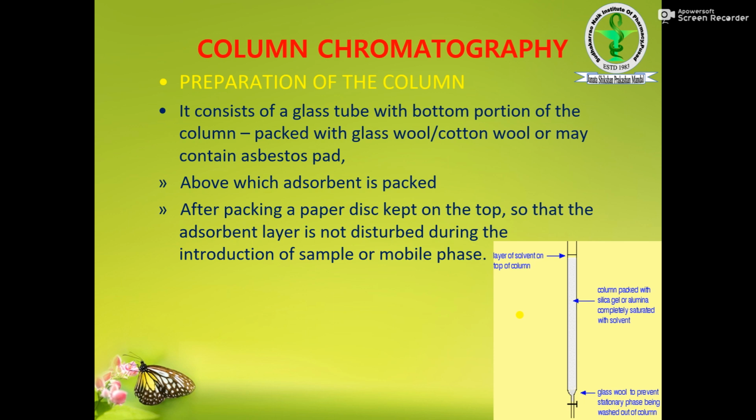Here is the preparation of the columns. How do we prepare? We simply take a glass tube. At the base of this glass tube we add glass wool. Then cotton wool, or it may contain an asbestos pad, above which the adsorbent is packed. After packing, a paper disc is kept on the top so that the adsorbent layer is not disturbed during the introduction of the sample or mobile phase.